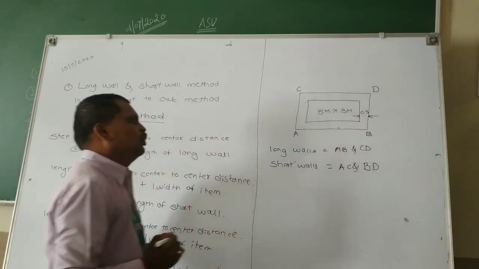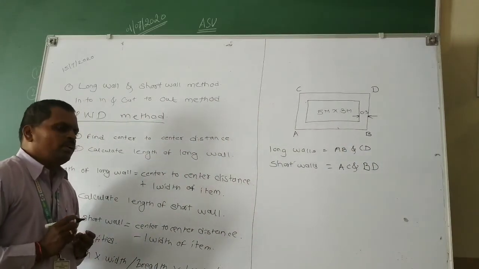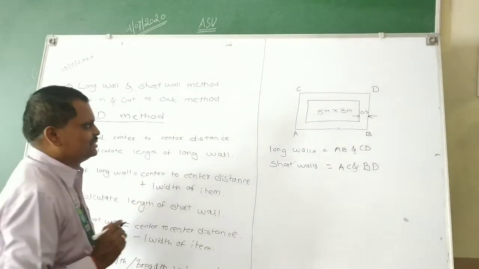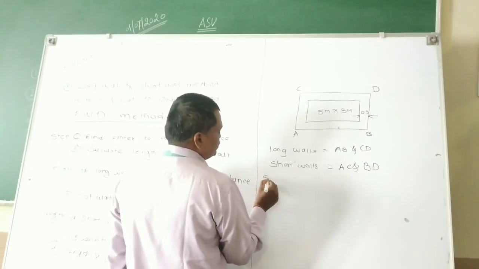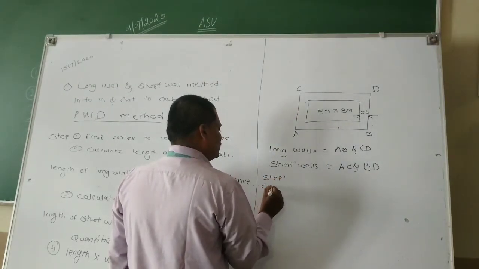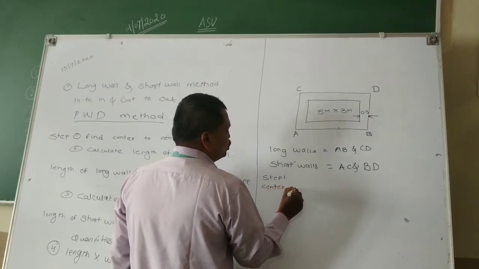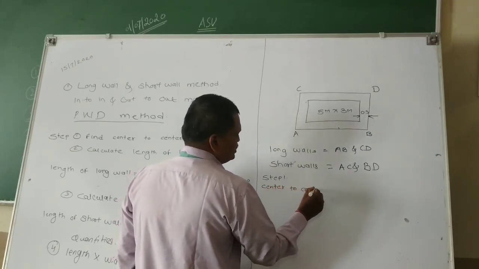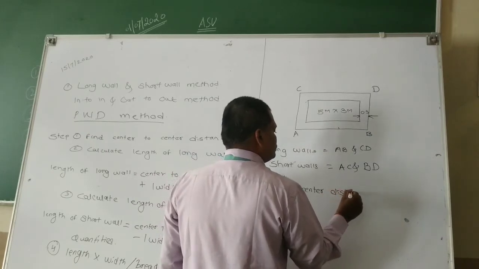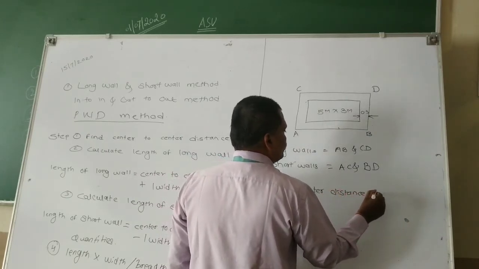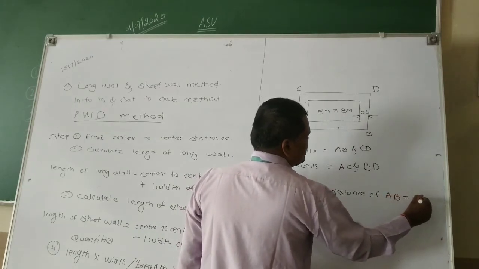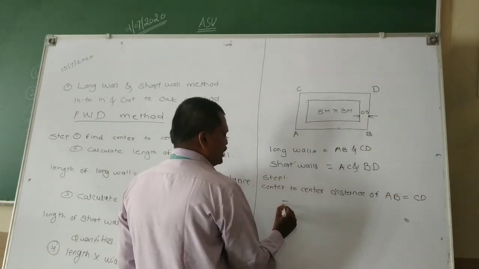Now first of all we are going to find out the center to center distances. Step 1: center to center distance of AB equals CD equals how much?